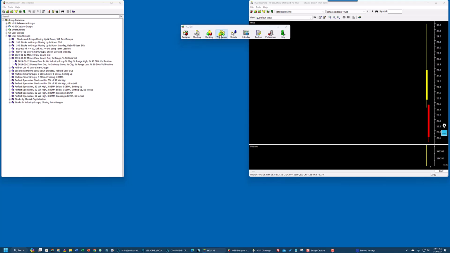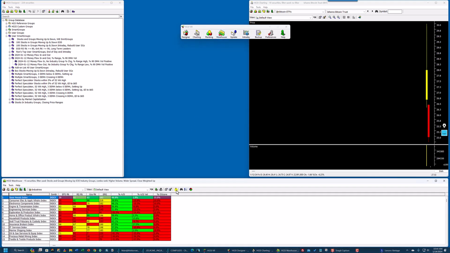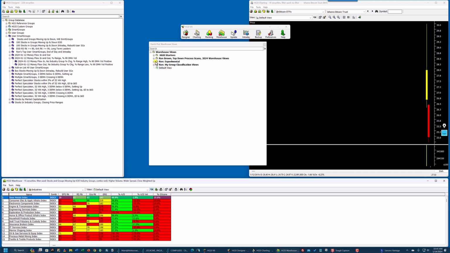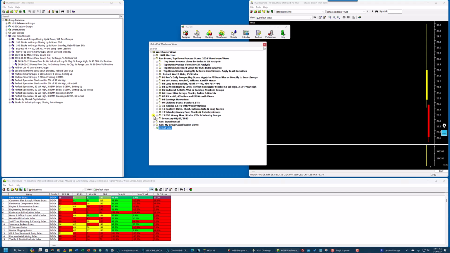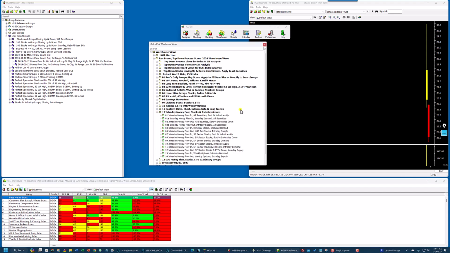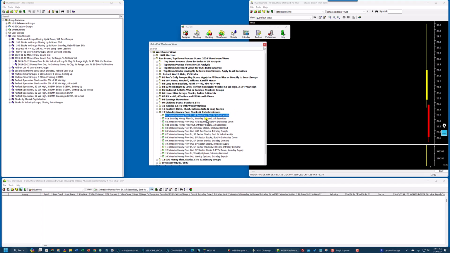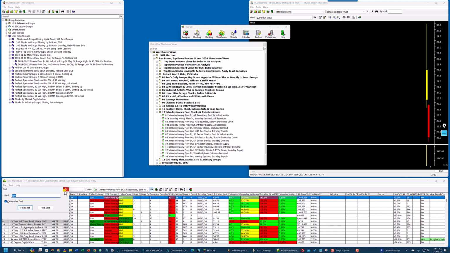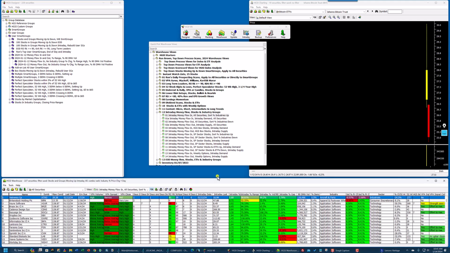Now we can go into the warehouse and let's just take a look here. I'll just bring up an intraday, and I'm in industry, so I need to be in all securities. The fastest way to get there is hit your alternate space bar. It takes you to all securities, and then you can reapply the filter.